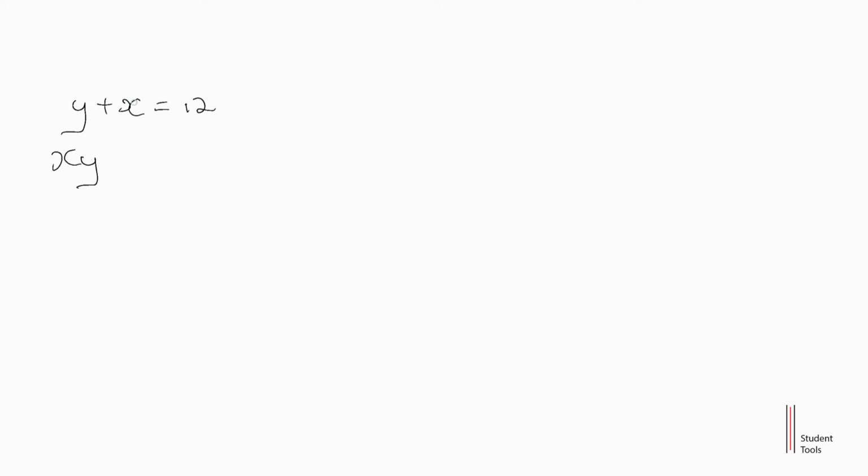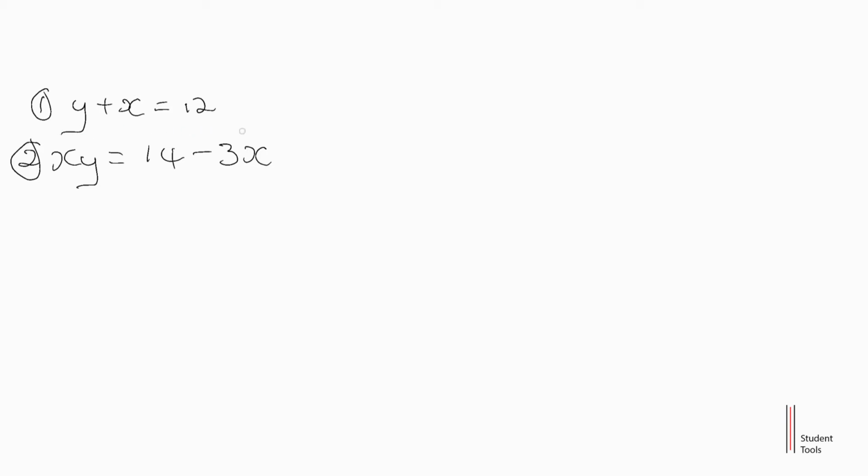xy equal to 14 minus 3x. Alright, so I'll call this equation 1 and this equation 2. So in order to solve this simultaneously, we have to manipulate at least one of them.